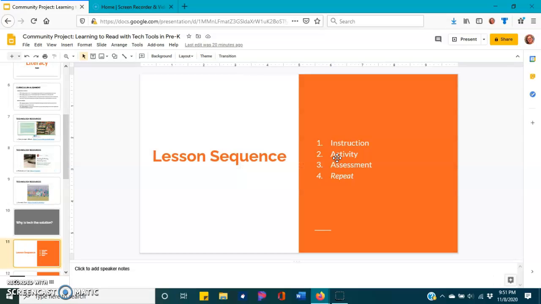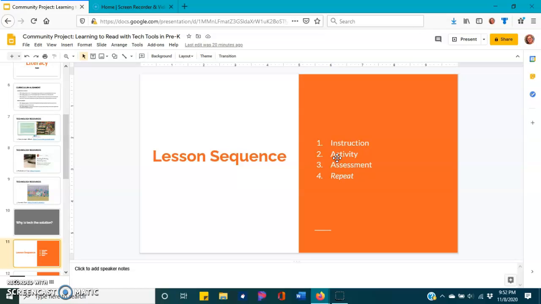The lesson sequence would be simply instruction, activity, assessment, repeat. So to elaborate, first Ms. Whitney would give students the instructions for using the technology tool. Then students would do the activity, complete the assessment, all while being monitored by Ms. Whitney and the aide. Then this process would be repeated for technology resources 2 and 3 for this lesson.